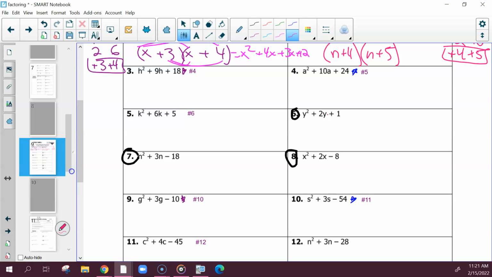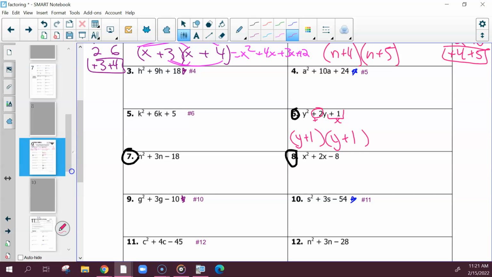We need two numbers that multiply to be 1, but add to be 2. What times what gives you 1? 1 times itself. That is really it. There's nothing else. And then 1 plus 1 will give you 2, so that works. So this would be y plus 1, y plus 1.